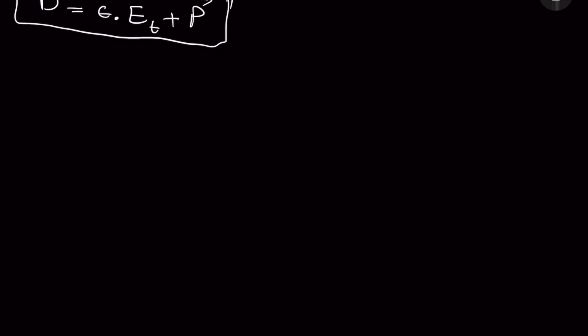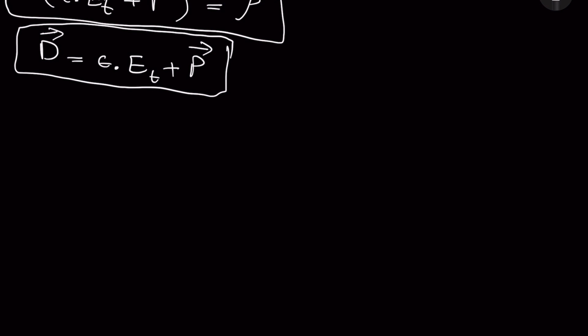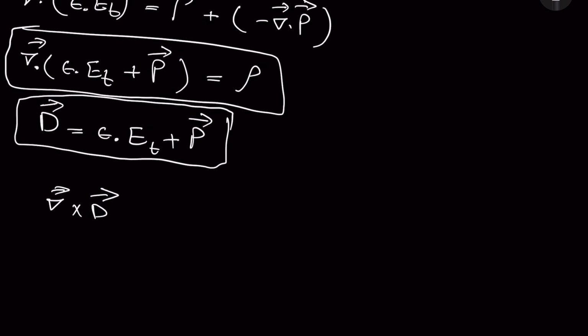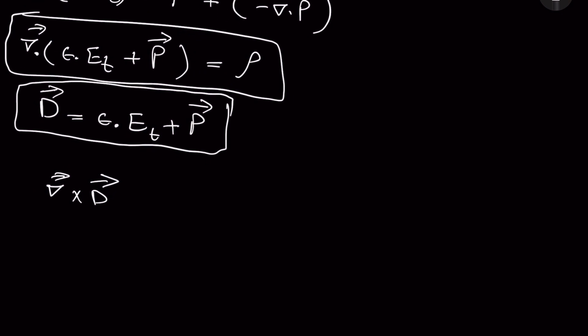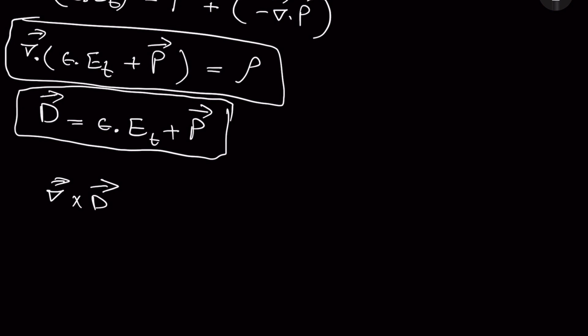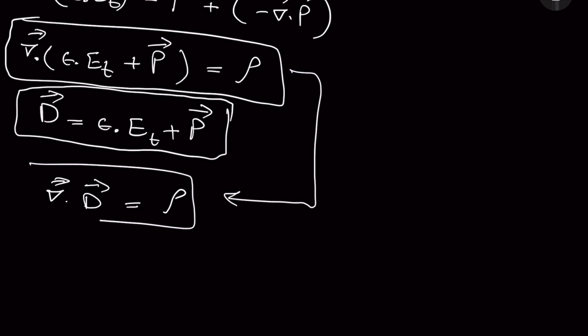All right. So now that we have this defined, we can proceed to say that curl of D. Well, obviously, prior to that, we can easily see that divergence of D is going to be equal to rho, because that's what we had from the beginning, right?